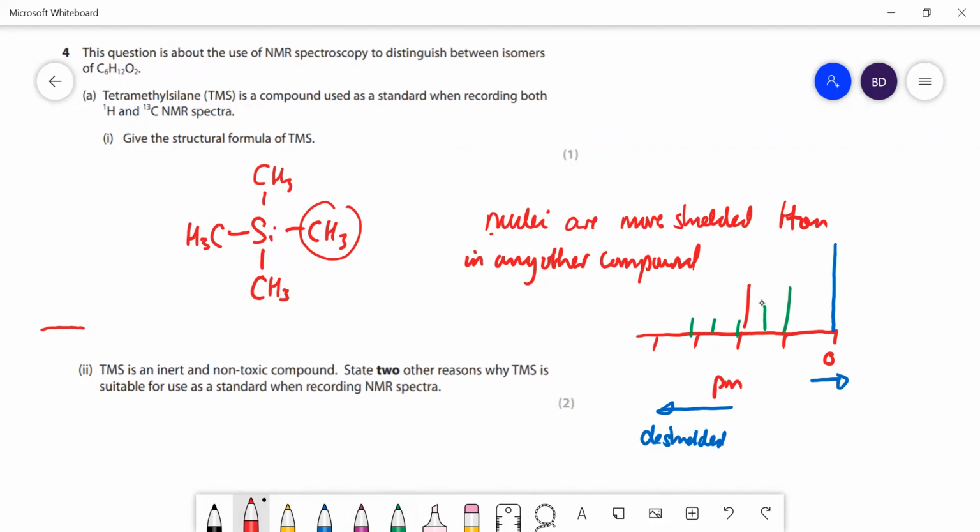The second most important reason is that TMS will only give one signal. It gives one peak for the hydrogens, because all those hydrogens are equivalent, and they won't split either. One peak and no splitting. And the same in 13C: all those carbons are equivalent, so you only get one peak in 13C. Of course, you don't get splitting in 13C anyway, so that's not an issue. So they're the 2 reasons I would give. There are other reasons, like they've given that it's inert, so it's not going to react with the sample, but they're the 2 most important reasons why it's used.